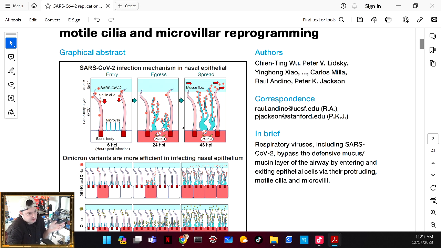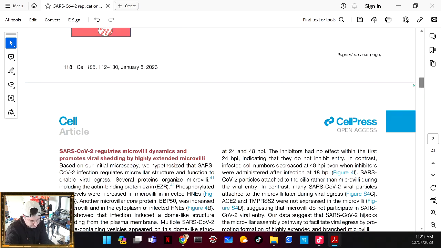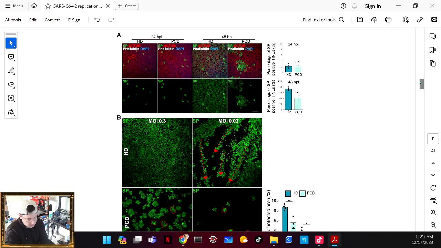And that's essentially what this paper is saying. It's found this really neat thing that COVID does and how it infects us through our nasal passages. And then it just gets super, super technical, but that's the essence of it.